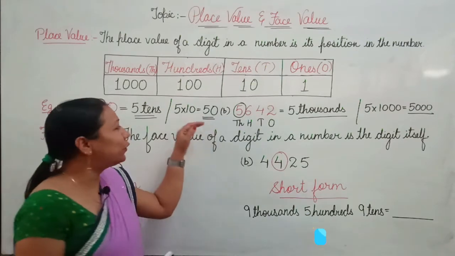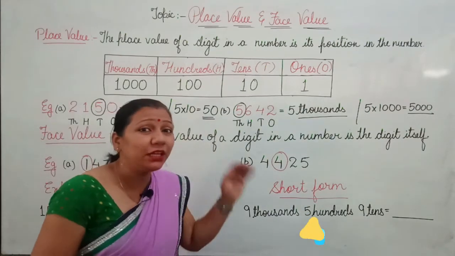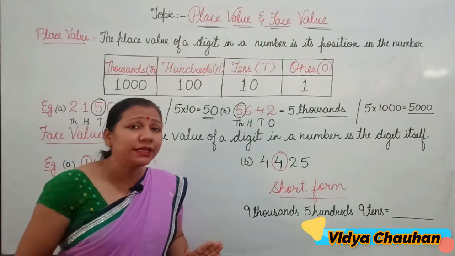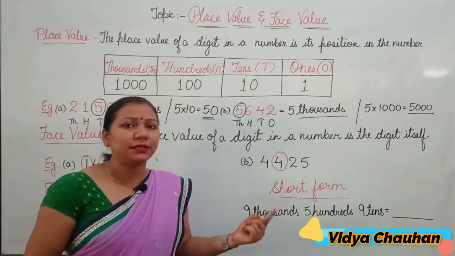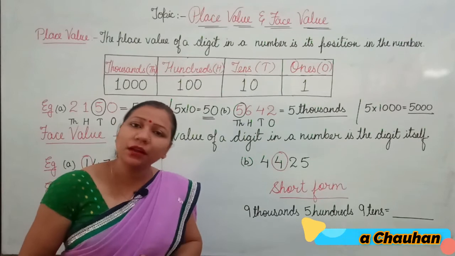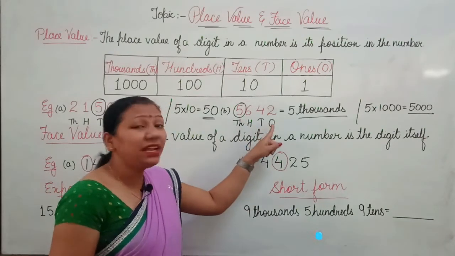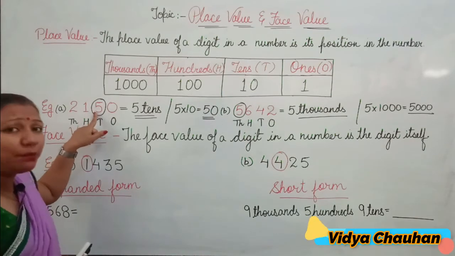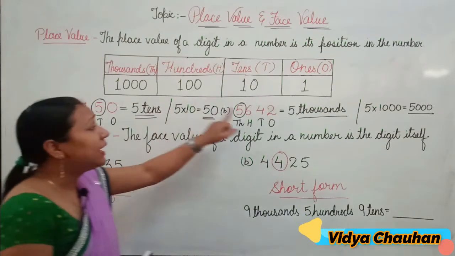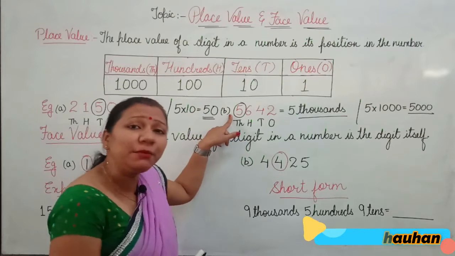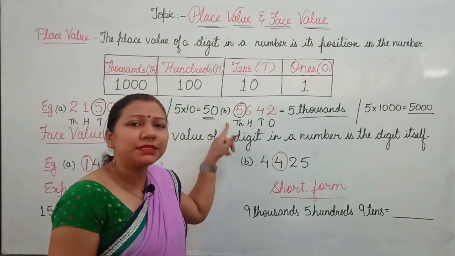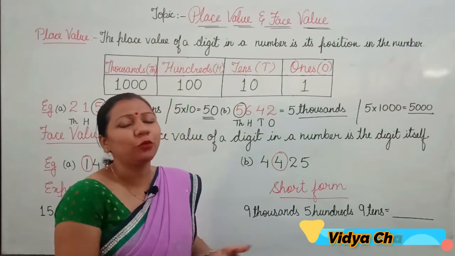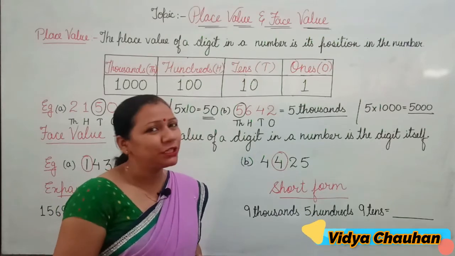Right students? So I hope you have understood the concept of place value. Place value of any digit is the position of the digit in a particular number. The position may change. Like you can see in the first number, the position of the same digit 5 was tens place, and in the second number, the position of the same digit 5 is thousand place. So basically the position is changing, automatically its place value will also change.